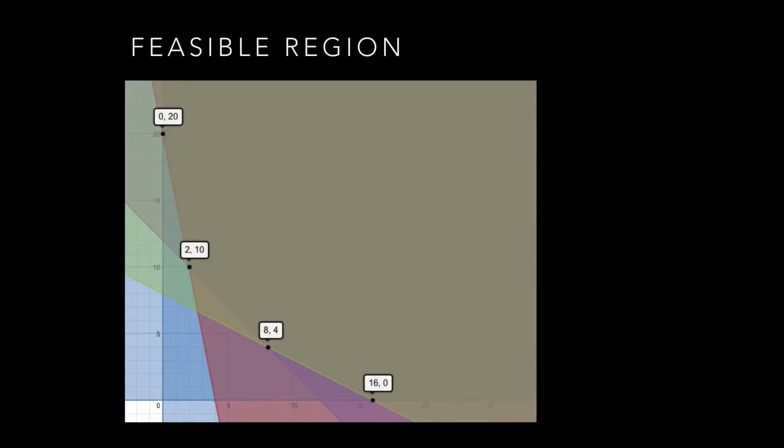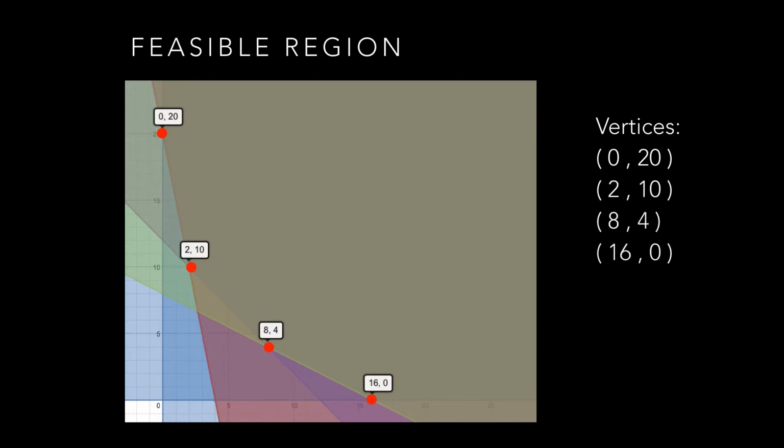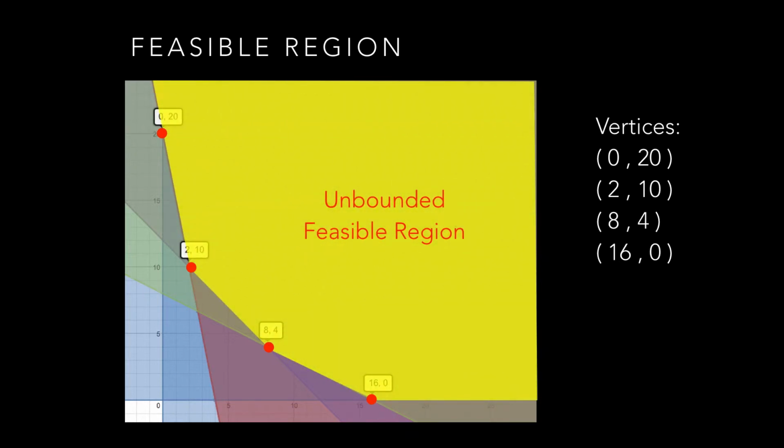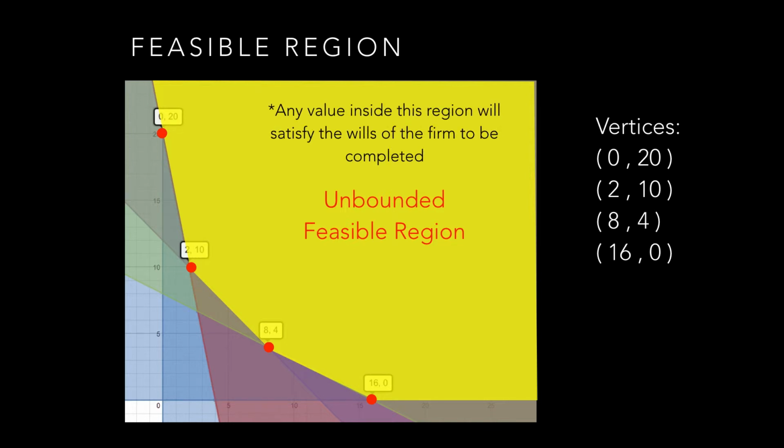Let's join together all the graphs that we graphed, and we get the feasible region. First we get the vertices: (0, 20), (2, 10), (8, 4), and (16, 0), which form the vertices of our feasible region. This is an unbounded feasible region, and any value inside this region will satisfy the needs of the firm to be completed.